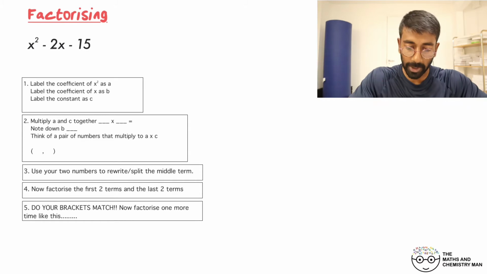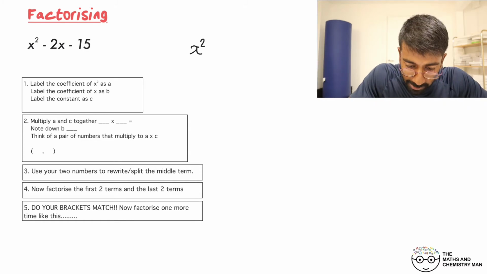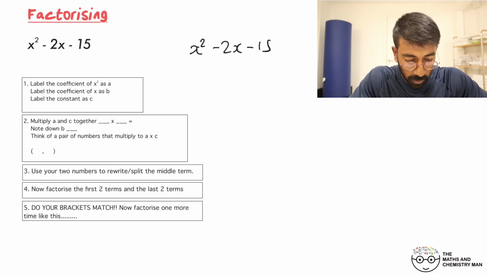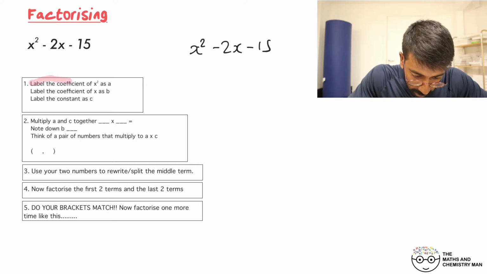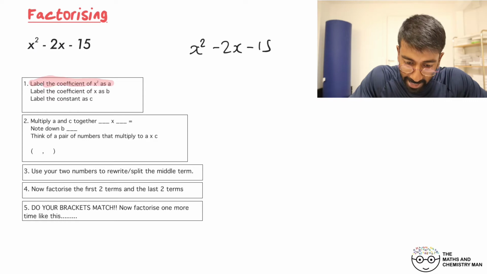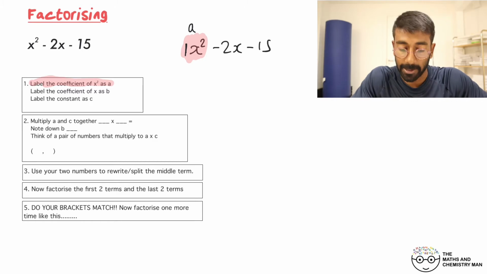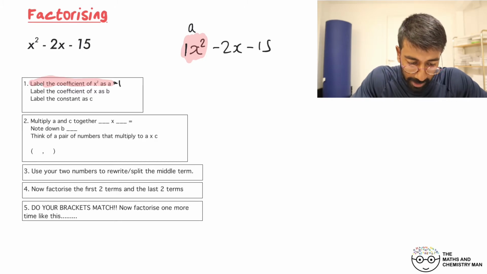So let's get going. Just quickly, let me write this quadratic out one more time. There we go. First thing is label the coefficient of x squared as a. Here's the x squared term. The number in front of there is going to be a 1, so I'm going to call that a. So I'm going to say a is equal to 1.